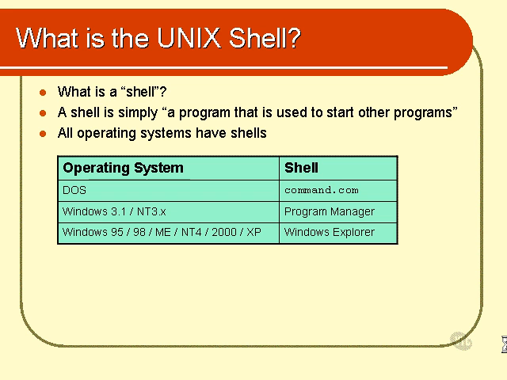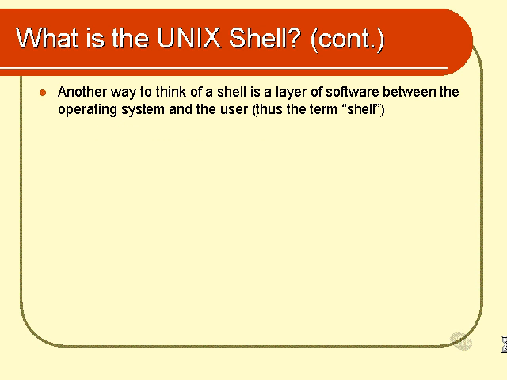Okay, let's move on. Let's have a look at another way in which a shell can be thought of. This is where the actual word shell came from. You can think of it as a layer of software that sits in between the operating system and the end user. Or it can also sit in between the operating system and any other programs that you might run, any applications.